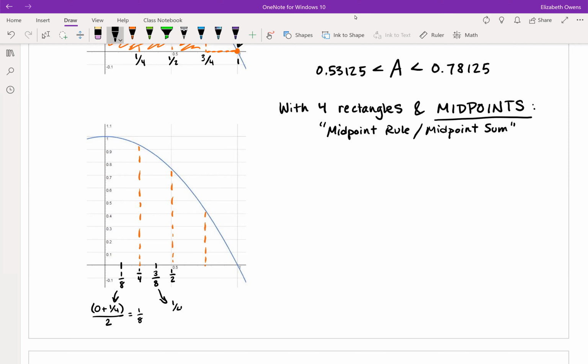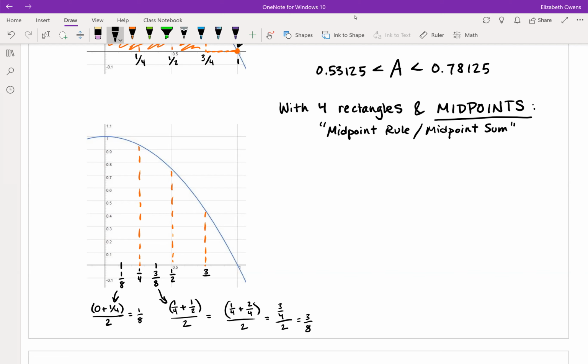Add your endpoints together, 1/4 plus 1/2, and then divide by 2. Okay, that would be 1/4 plus 2/4. Keep it simple, right? All right, so that would be 3/4 divided by 2, which is 3/8. Okay, so that's how you could find the midpoints using a formula there. Add together the endpoints and divide by 2.